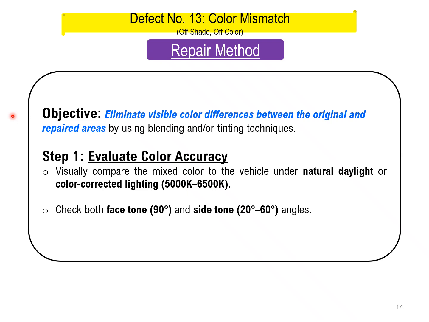As a first step, evaluate the color accurately. Visually compare the mixed color to the vehicle under natural daylight or color corrected lighting of the scale of 5000 to 6500 Kelvin, and thereafter check both face tone, that is observed at a 90 degree angle, and side tone, that is, check it at 20 to 60 degree angles.